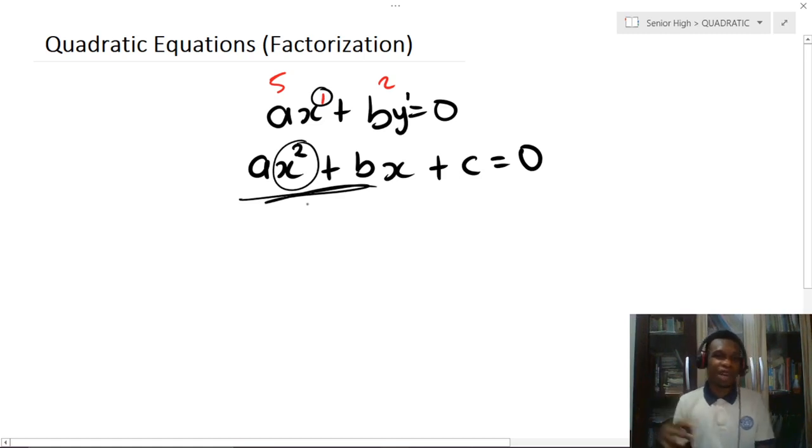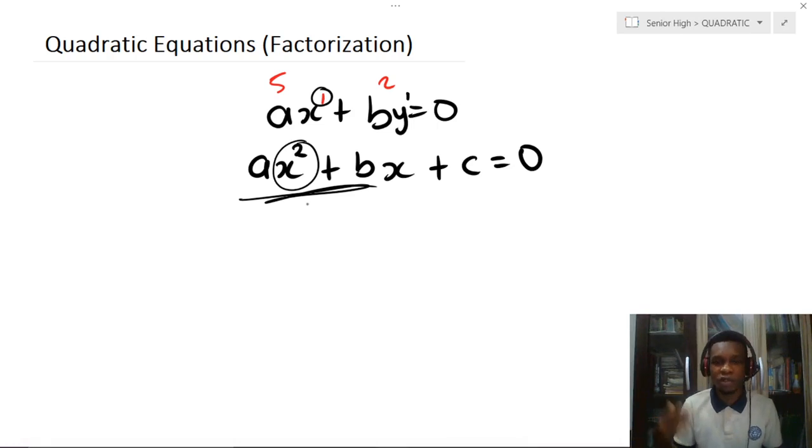But I'm not trying to go into the basics. Maybe later on I'll put a video where I'll talk about more of the basics of equations and quadratic equations as needs be. But right now, let's go into how to solve a quadratic equation.